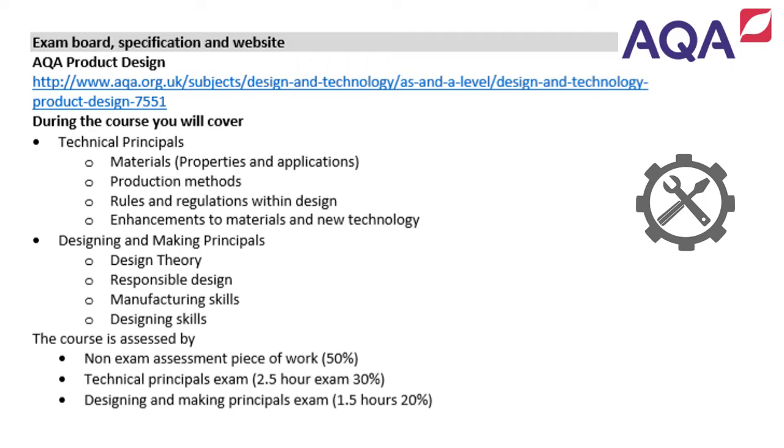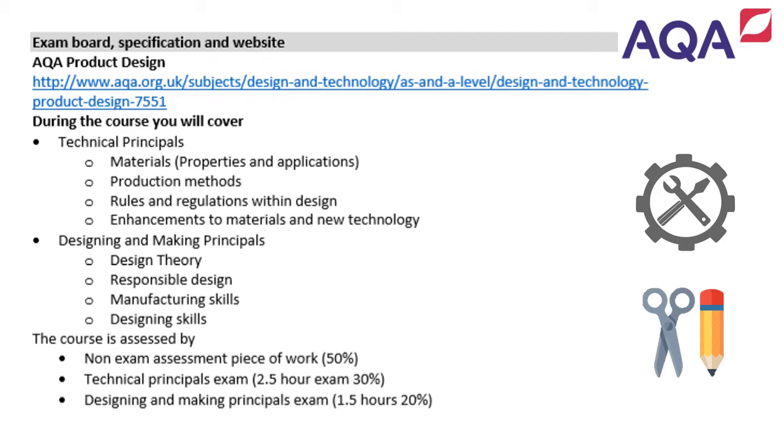The second area of the course is designing and making principles. So this is where we're going to look at design theory, responsible design, so how can we make sure that what we do isn't having a huge negative impact on our environment. So there's a huge link to sustainability there, which you would have covered in GCSE if that's where you've come from. We're also going to be looking at different manufacturing skills to make sure that the ones we use are the most suitable and appropriate, and we're going to be looking at designing skills.